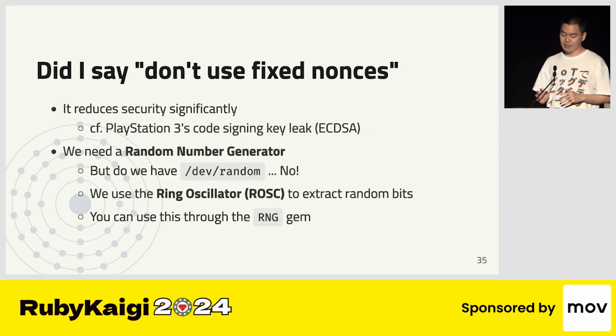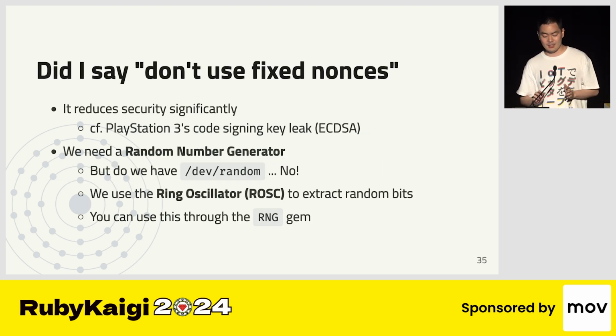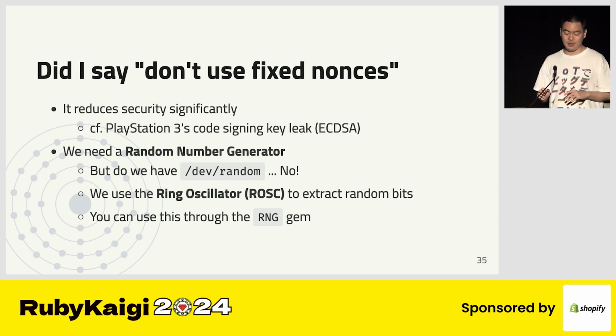And when doing cryptography, using fixed nonces or random initialization vectors is a bad idea. It reduces security significantly. For example, the PlayStation 3's code signing key leaked because of a reused ECDSA nonce. So to do cryptography securely, we need a random number generator.